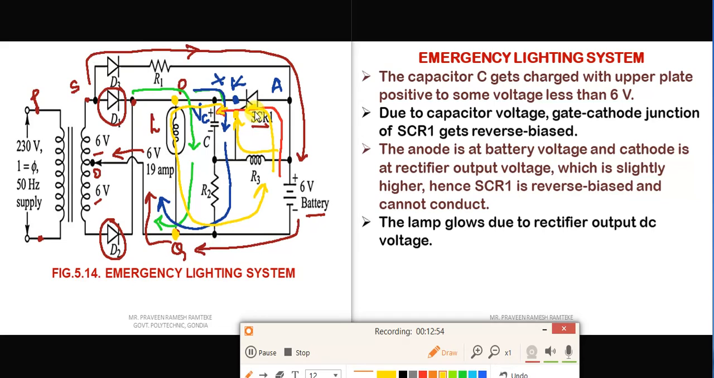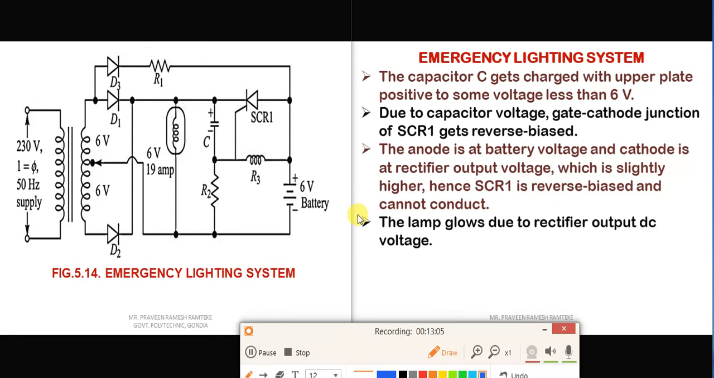Okay, so concepts are very simple. Let us discuss it once again. What will happen during the mains failure? When mains fail, there is nothing here. It's open. This is open. This is open. So the battery has a potential of 6 volts. This is anode. This is cathode. Now the current will flow through this loop. I will label the loop. There is a closed path.